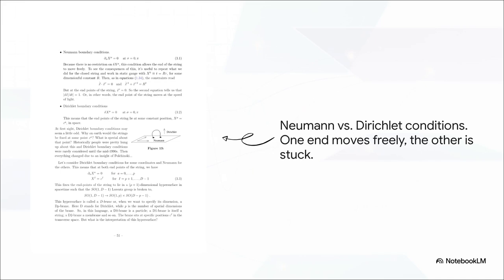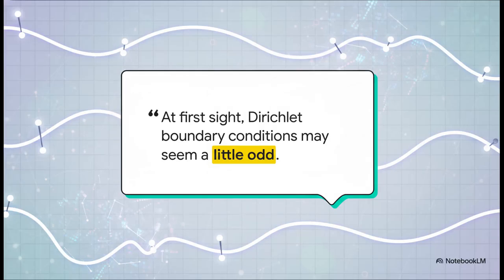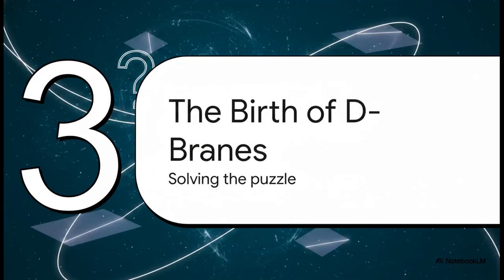Now, for a long time, physicists were totally cool with the Neumann condition. A free end. Sure, makes sense. But the Dirichlet one, that one was a real head-scratcher. Yeah, a little odd is putting it mildly. It just seemed wrong. Why on earth would a fundamental object, a building block of the universe, be arbitrarily nailed down to one spot in space? It felt like a mathematical trick, not real physics. So for years, most people just kind of ignored it. It was this weird, awkward possibility that didn't seem to have any physical meaning. But that very oddness, that thing everyone ignored, turned out to be the clue to a massive revolution in physics.